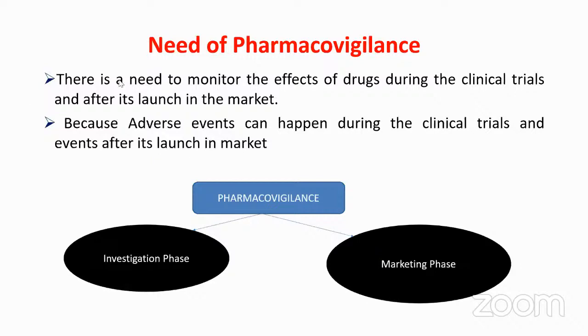that is called pharmacovigilance. So there is a need to monitor the effects of drugs during clinical trials and after launch in the market, because adverse events can happen during the clinical trials and even after launch in the market. Because investigation is nothing but clinical trials. During clinical trials, for the first time, you are giving the drug to the subjects. This is a new chemical moiety. There is again pharmacokinetics and pharmacodynamics: what the drug does to the body, what the body does to the drug, right?